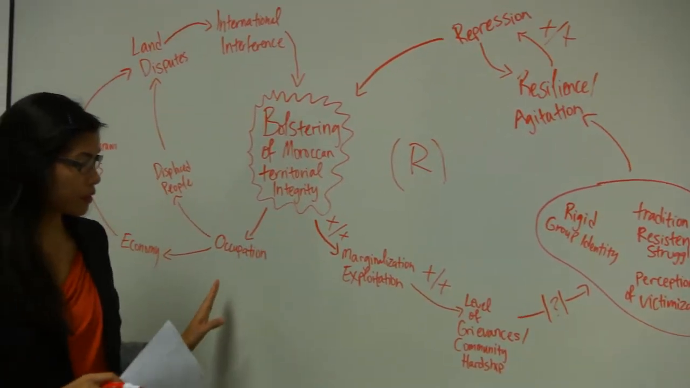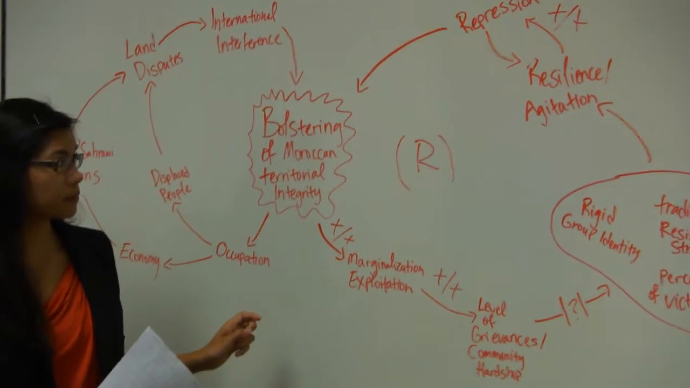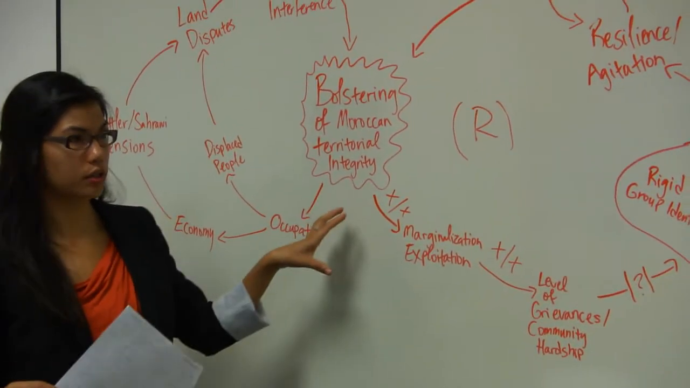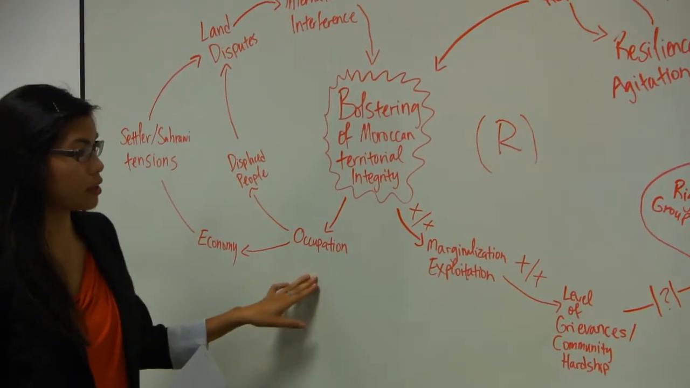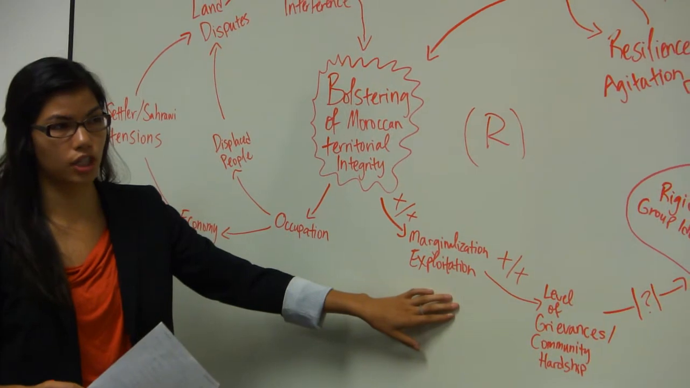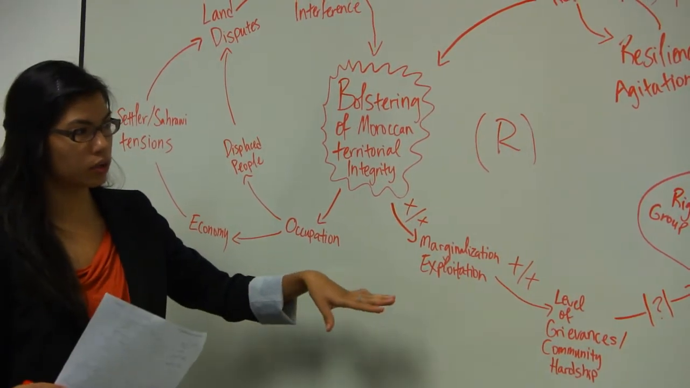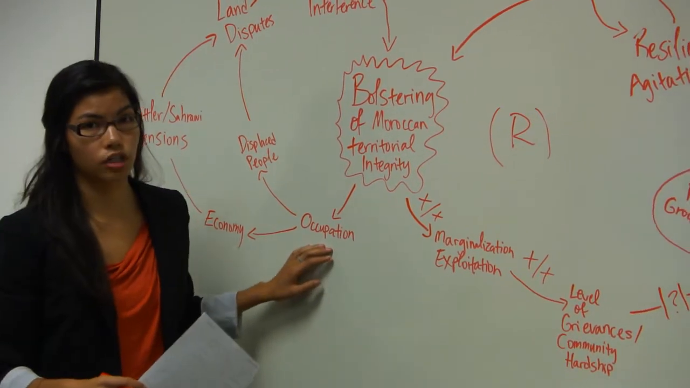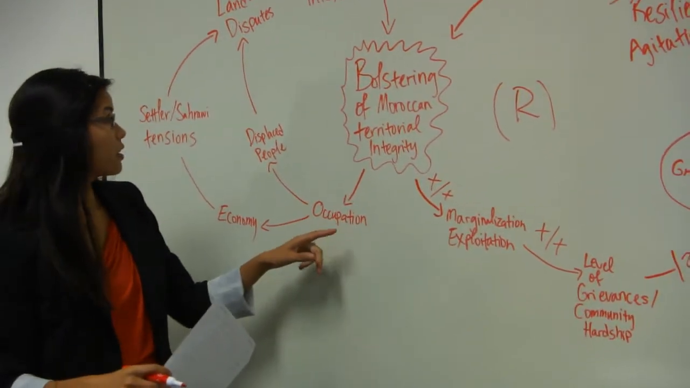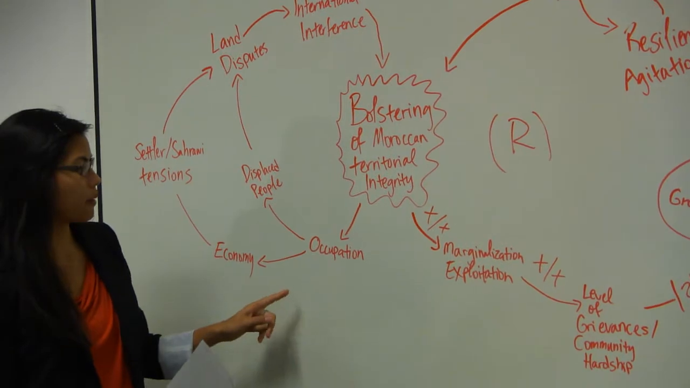Another factor created out of this bolstering of the Moroccan territorial image is occupation in the very real sense. So we started with the marginalization and exploitation in the more attitudinal plane, and the occupation is a very physical, structural factor. And there's a couple things that happen out of occupation.